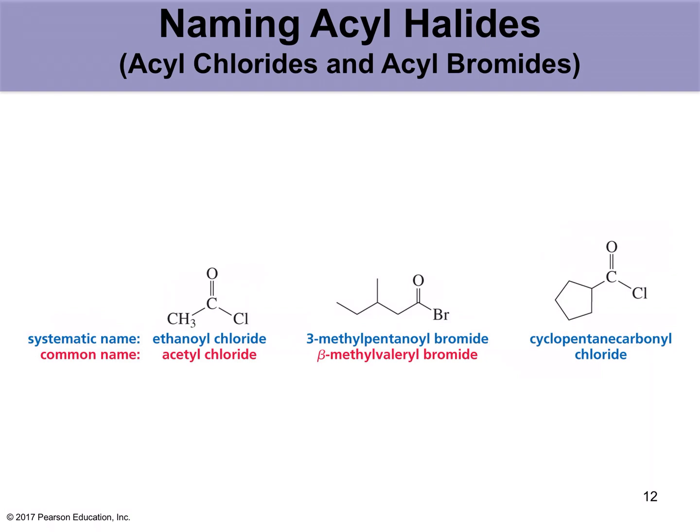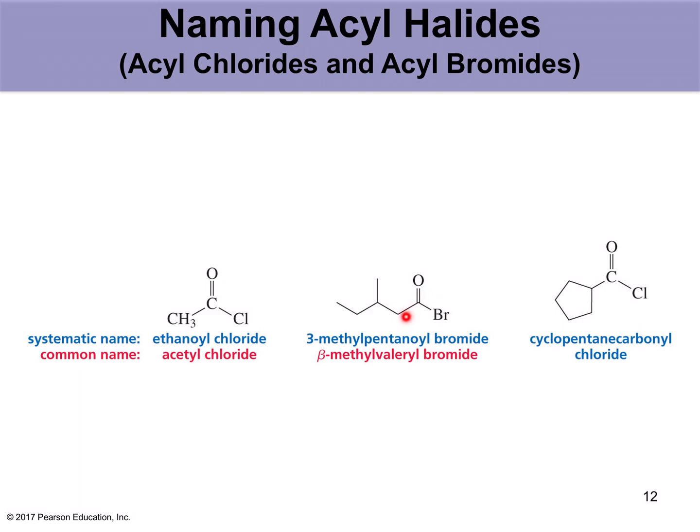And this is how we're going to name acyl halides, acyl chlorides and acyl bromides. If you have a halide here, we name this part. It has 2 carbons, 1 and 2. 2 carbons long is ethane. So we call this ethanoyl chloride, or acetyl chloride is the common name. You see this one also ends in oyl, but we first need to know what acid it comes from.